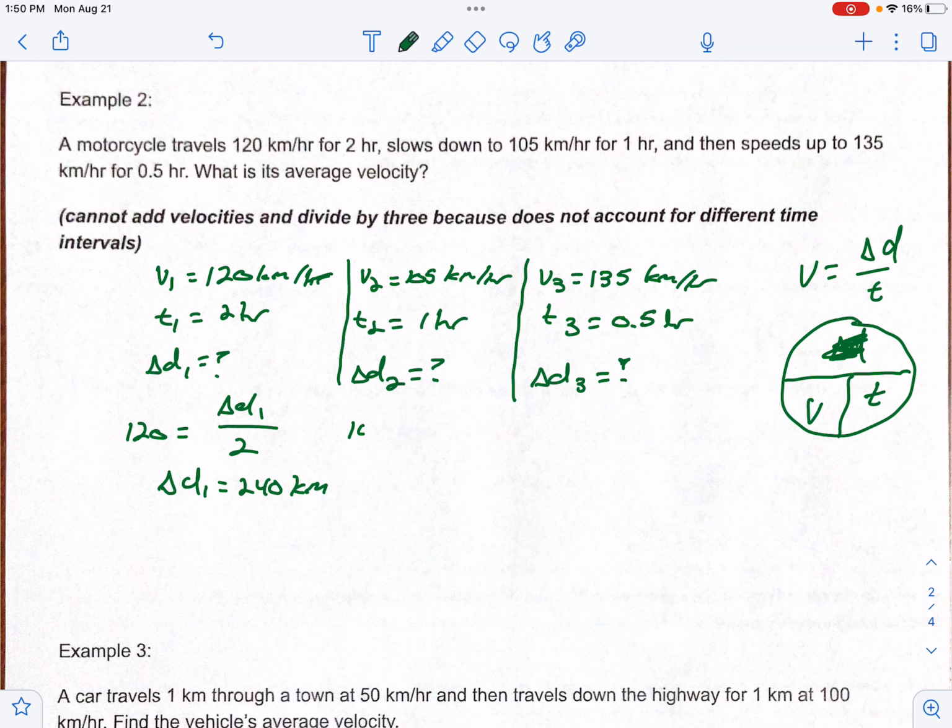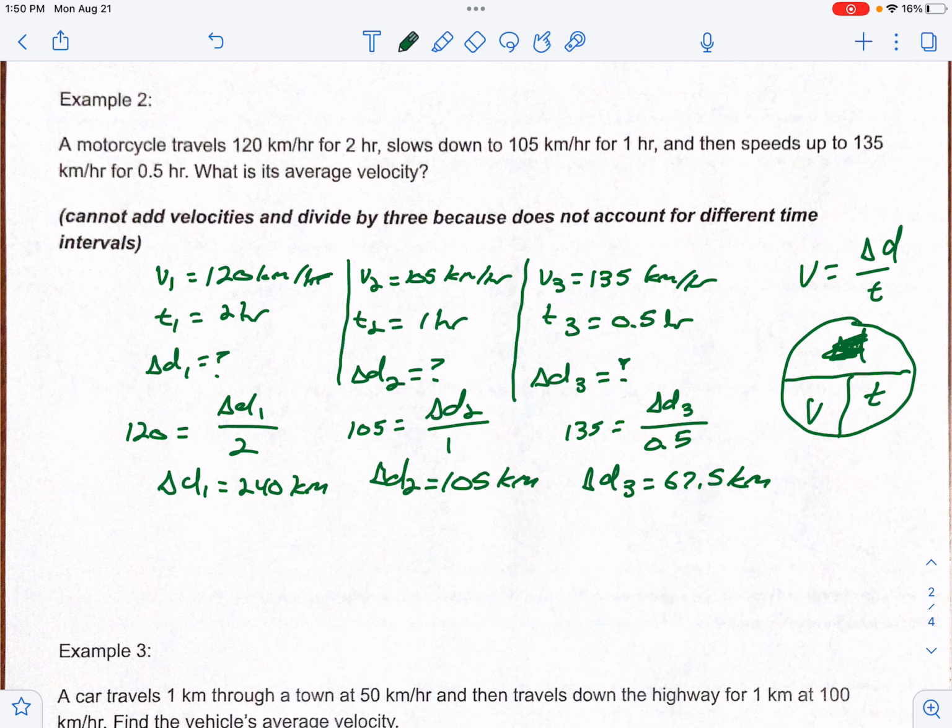So I have a velocity of 105 equals D2, I don't know. My time 2 is 1. So this is going to be easy. 105 times 1, so that means displacement 2 is going to be 105 kilometers. Then my third one of 135 equals displacement 3 over your time, 0.5. So multiply both sides by 0.5, and you're going to get a displacement of 67.5 kilometers.